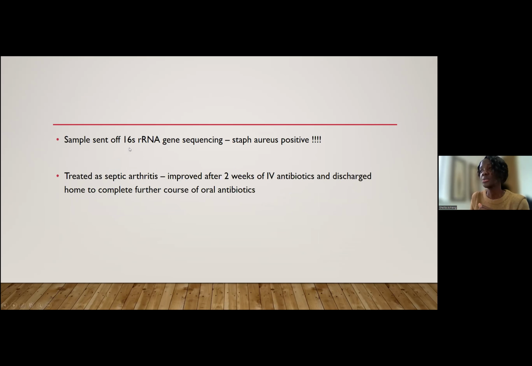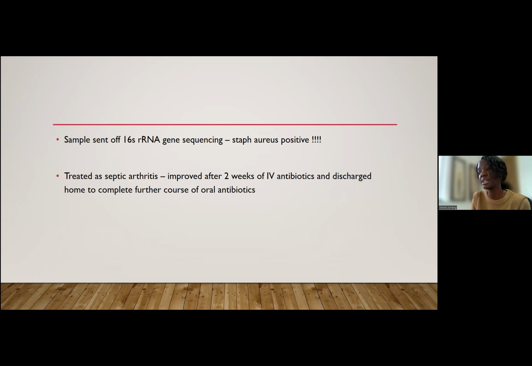So what did we do next? We thought, okay, in patients who are on immunosuppressive treatments, they can sometimes have atypical presentations. They're not always going to mount a response like a normal patient would. The fact that she's on a biologic might suppress her immune response, and therefore she might not have a typical culture result on the synovial fluid aspirate.